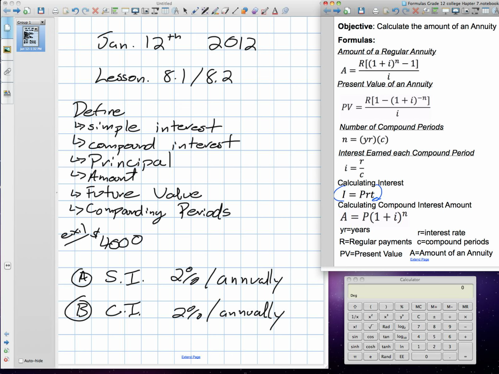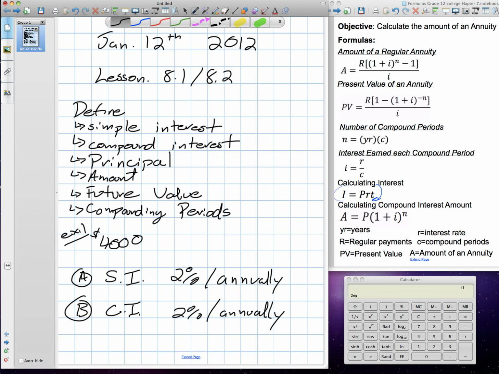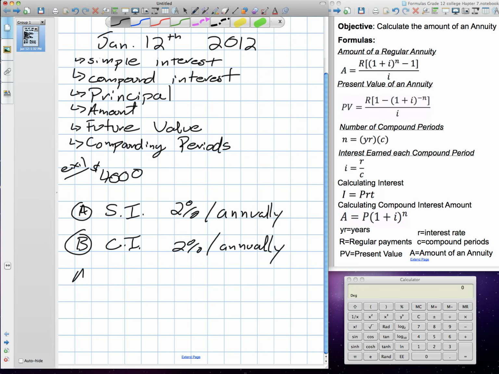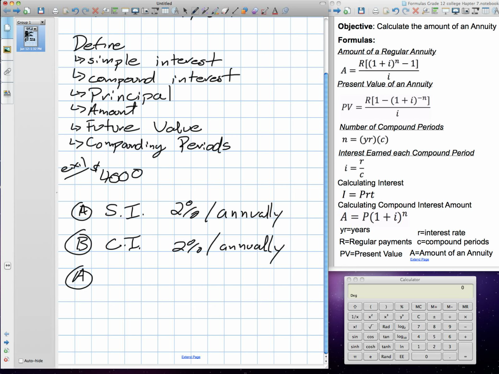So, this person, let's say for our simple interest account, A, we're going to calculate how much interest they're going to earn in total. So their principal is the $4,000. So our P is equal to $4,000. That's how much money they have to invest. So they're investing $4,000. The R is the actual interest rate. Now the interest rate is 2%.